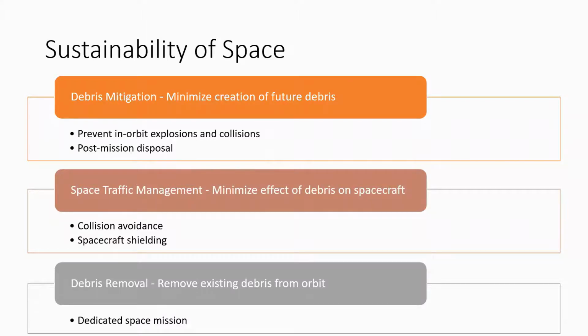And finally, a long-term solution would be to remove the already existing debris from orbit, which is something that has not received as much consideration so far, but is becoming more and more important in the future, because the first two methods only reduce the sharp rise of debris, but this third line of thought is required to remove the already existing debris from orbit.